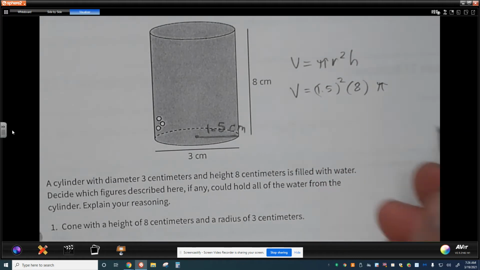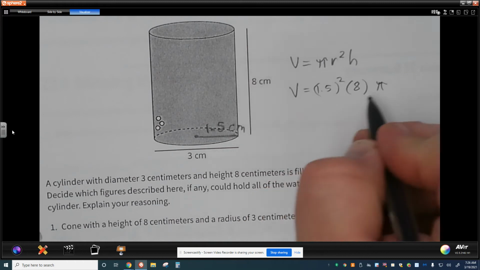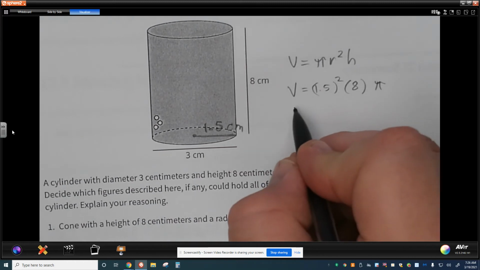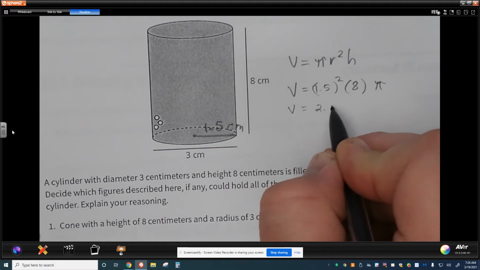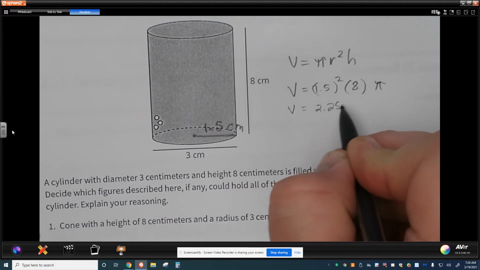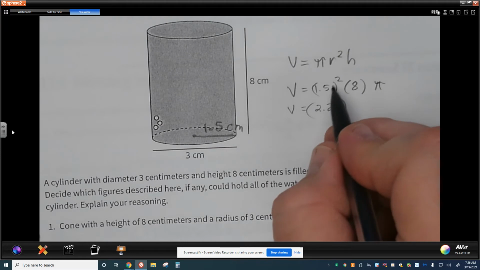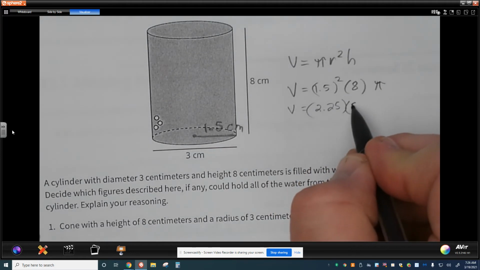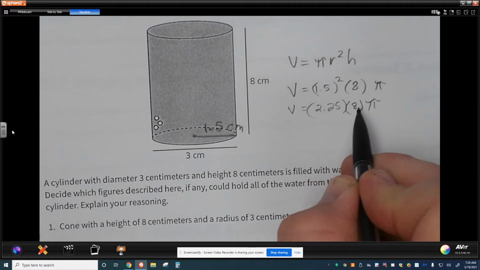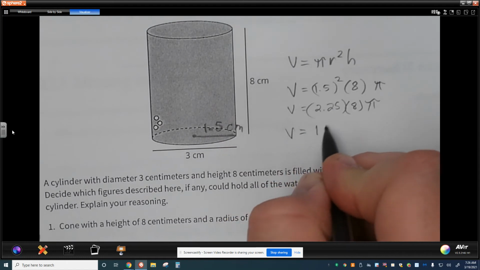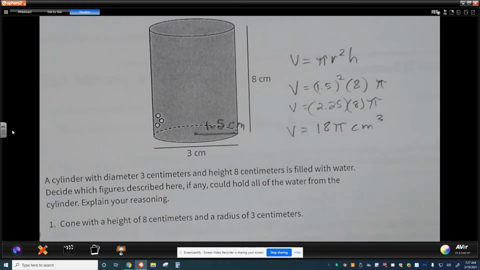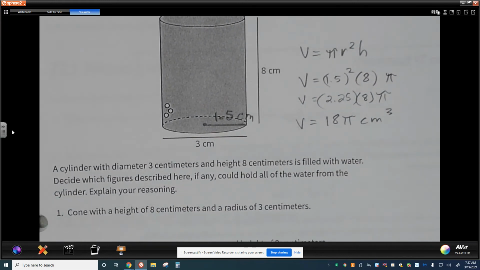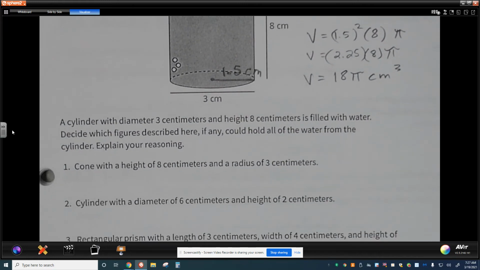I'm going to leave these in terms of pi, all of them, so that I should see an exact value for each one that would be the same. So this 1 5/10 is 2 25/100 when it's squared times 8 times pi, will give us a total volume of 18 times pi cubic centimeters. So that's our target. We want anything that equals 18 times pi cubic centimeters.